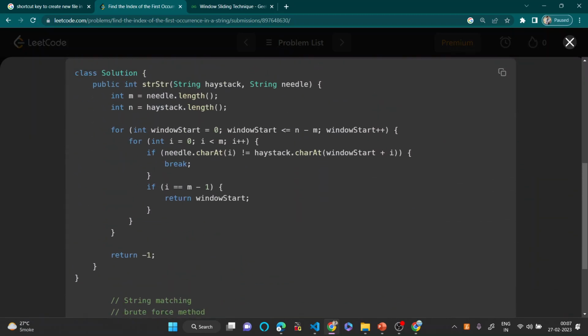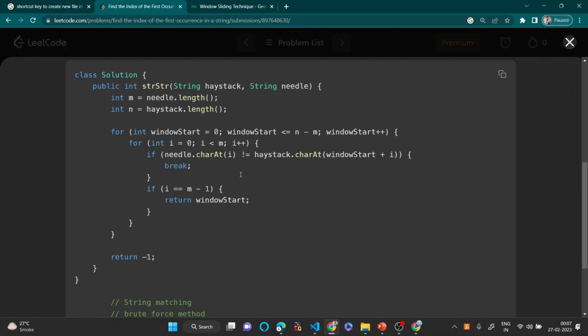This is a better code someone has written over there. See, if the second character is not the same and the first character was the same, then the terminating index would not be equal to the length of the needle variable, because if all three characters match, then only the value of this i would be 3, or 2 in this case, because this is zero indexed.